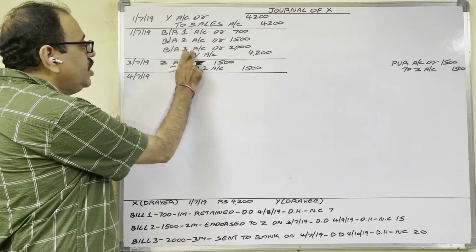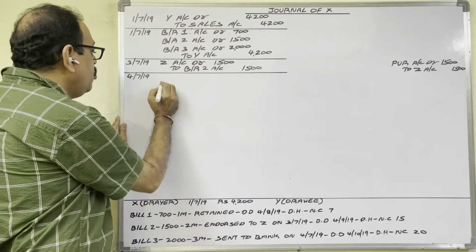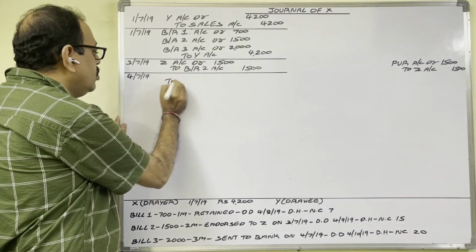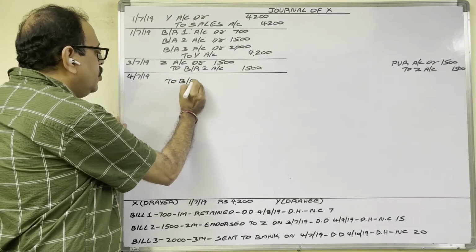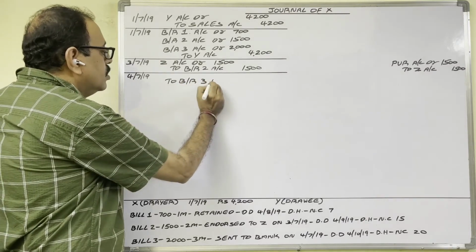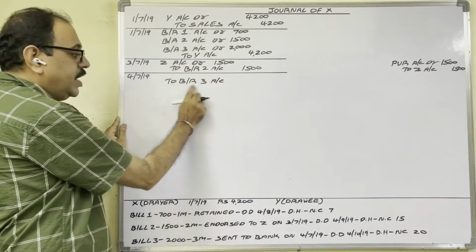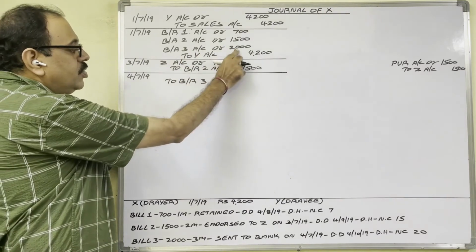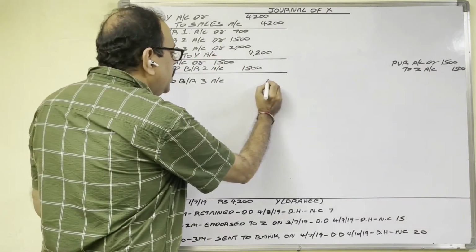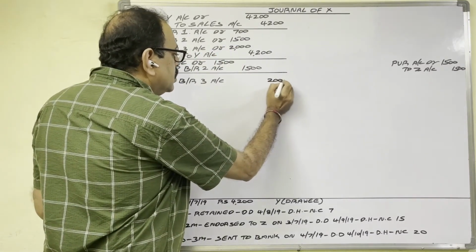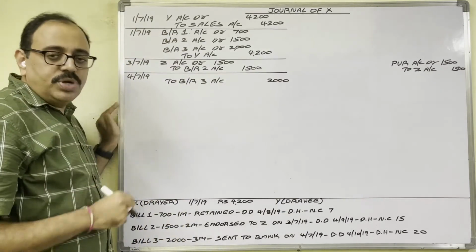So by debiting we created this bill. If you want to cancel, you have to credit this bill. Therefore, the third bill we are cancelling by crediting. Third bill value 2000 rupees. Credit 2000 rupees. Which account should we debit?